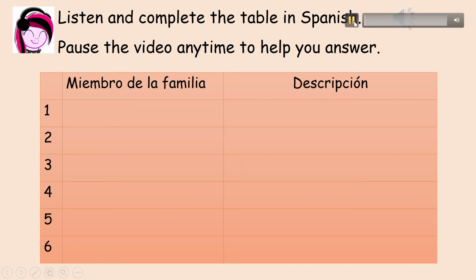Página 48. Ejercicio 3. Escucha y comprueba tus respuestas.